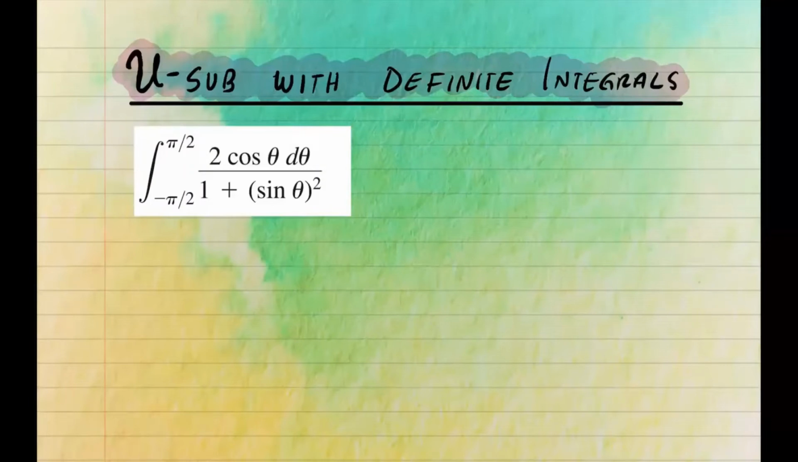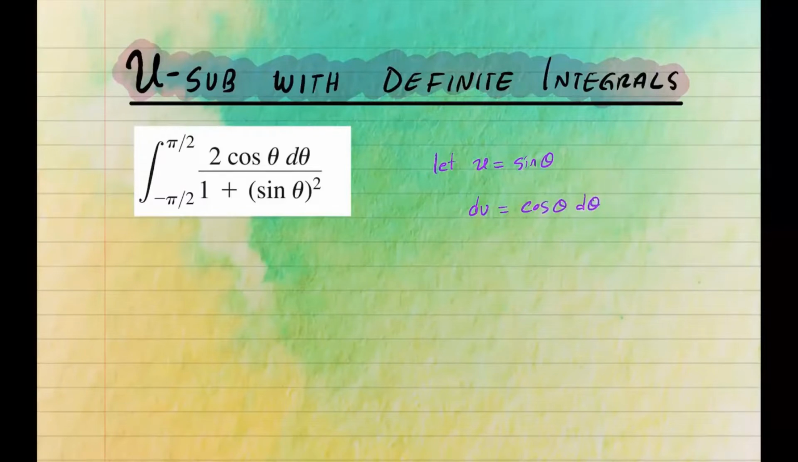Welcome everyone. In this video, we're going to solve this definite integral by using U-substitution. So we're going to let u be sine theta, and you'll see why this is the choice because it will work out. And then the derivative of u with respect to theta will be cosine theta d theta.